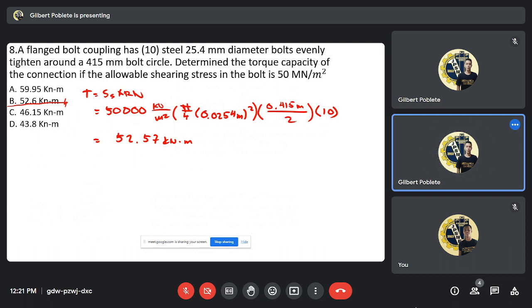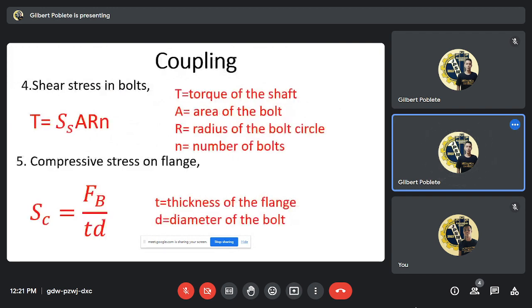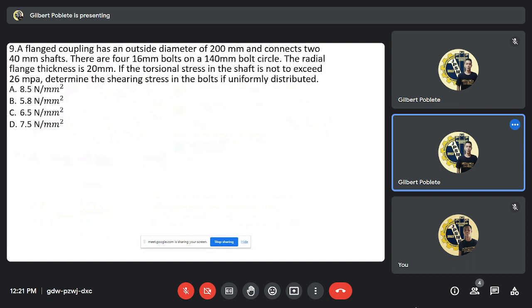Okay, so next. And number 9. A flange coupling has an outside diameter of 200 millimeter and connects two 40 mm shafts. There are four 16 millimeter bolts on a 140 millimeter bolt circle. The radial flange thickness is 20 millimeter. If the torsional stress in the shaft is not to exceed 26 megapascal, determine the shearing stress in the bolts if uniformly distributed.